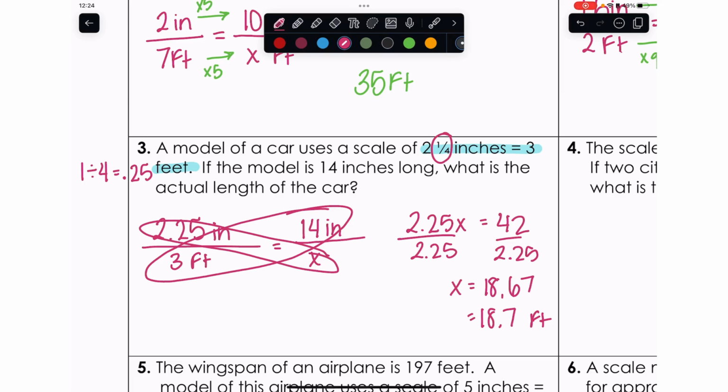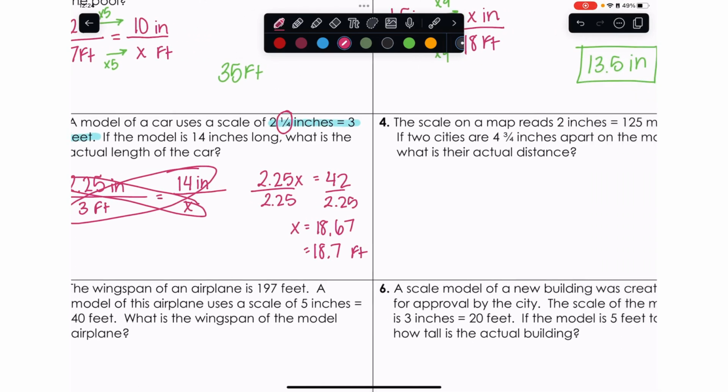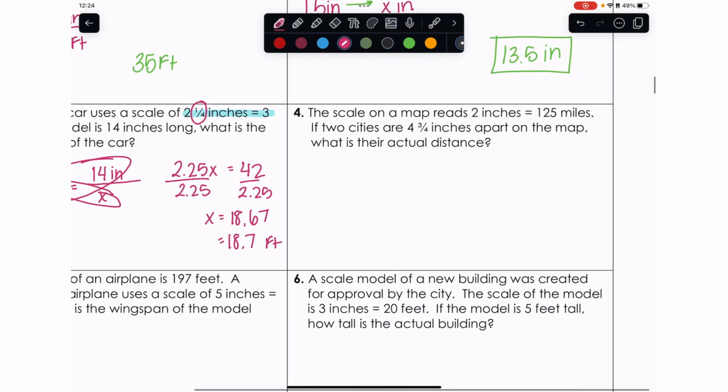Okay. So that's really about as complicated as it gets. Let's try another one with the fraction, and then you'll try one on your own. And then number 6 is kind of tricky. You're more than welcome to attempt it, but we'll do that one together as well.